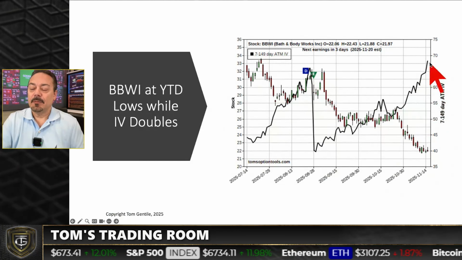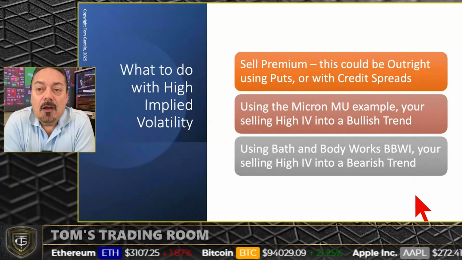So putting all this together, what do you do with high implied volatility? You sell option premium, put the probabilities on your side. If you're bullish, that would mean you would use outright puts. If you want to be a little more conservative, you could use credit spreads, because that limits your risk. It also lowers the margin requirement that you would need if you were going to sell the puts outright.